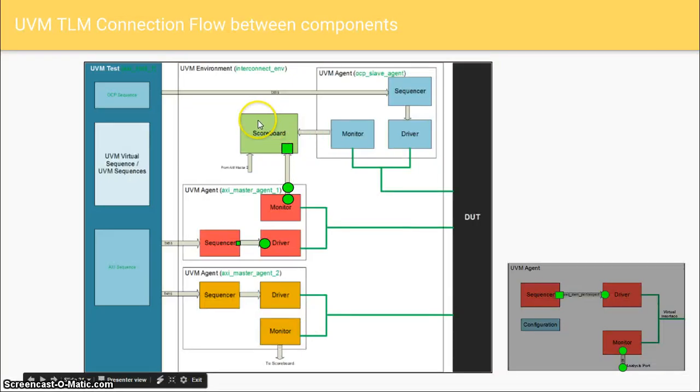Now you have written the scoreboard class. Finally, you are connecting the two master agents, the OCP slave agent and the scoreboard using an environment class called interconnect env, which we will be seeing in the next session.